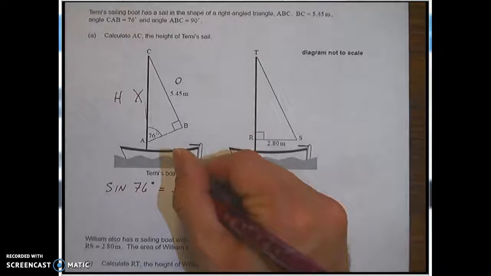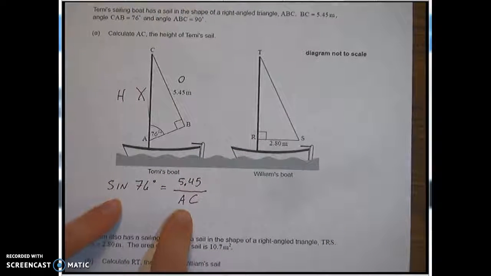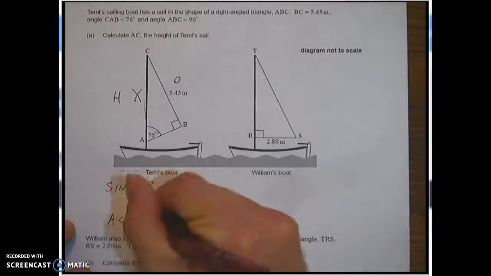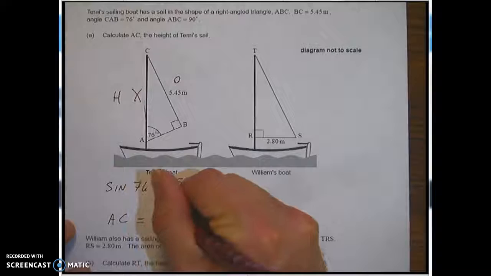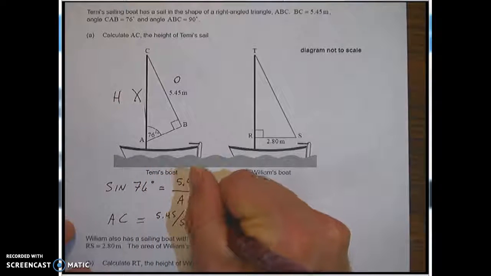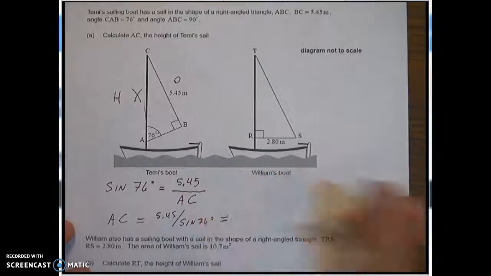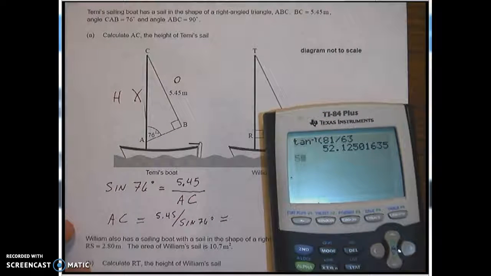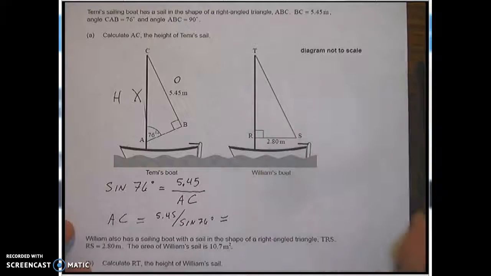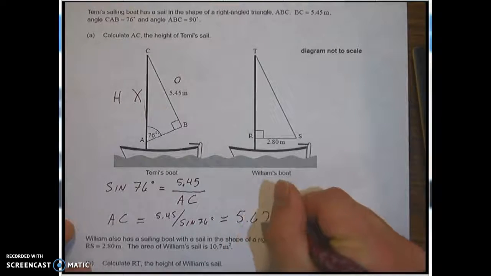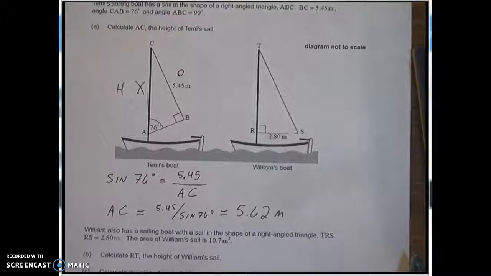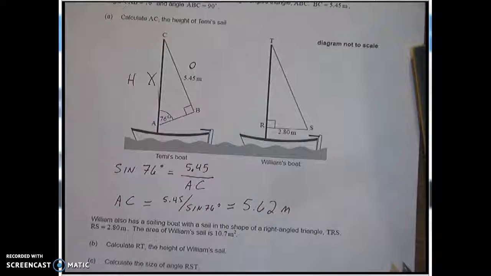Now there's a little trick in algebra here. You can exchange the entire left side with the entire denominator, and we can set it up to say AC equals 5.45 divided by sine of 76 degrees. So I'll just go ahead and type that in the calculator. And the hypotenuse of that triangle is about 5.62 meters. So that's part A.